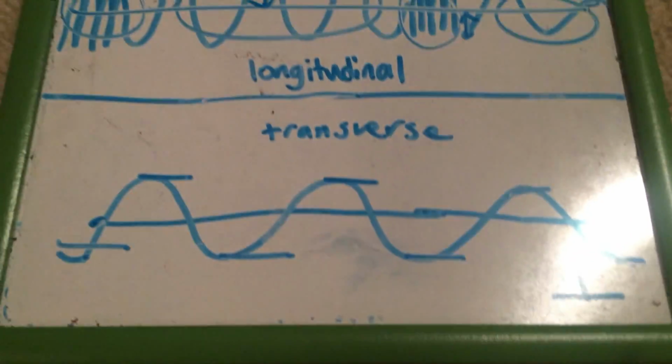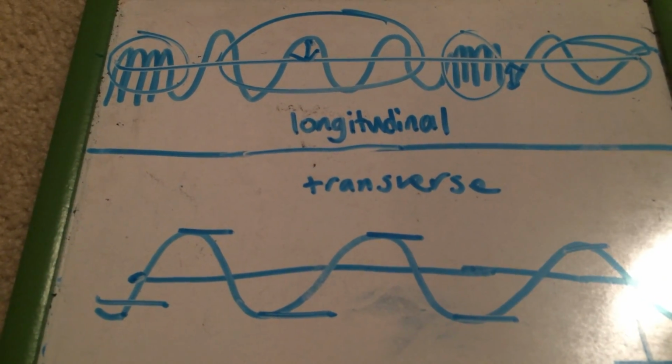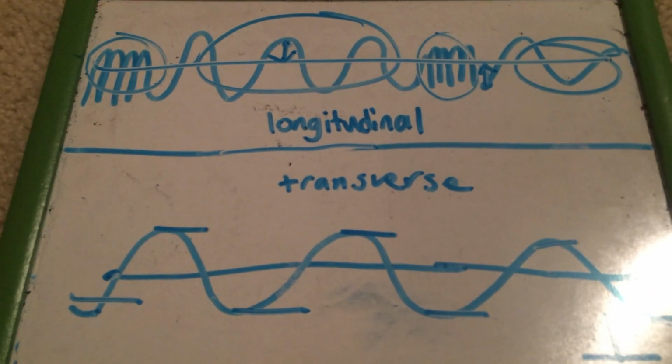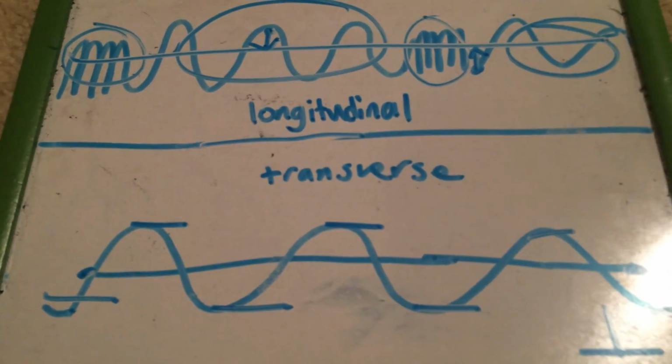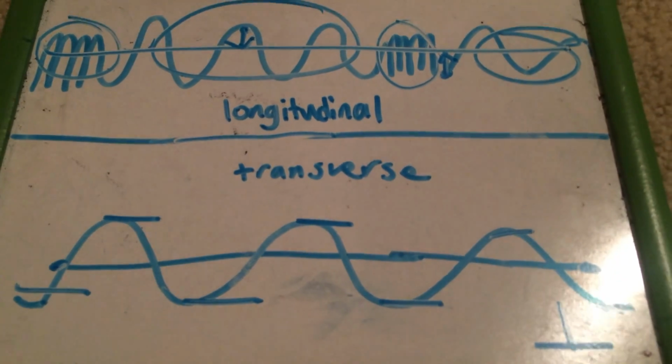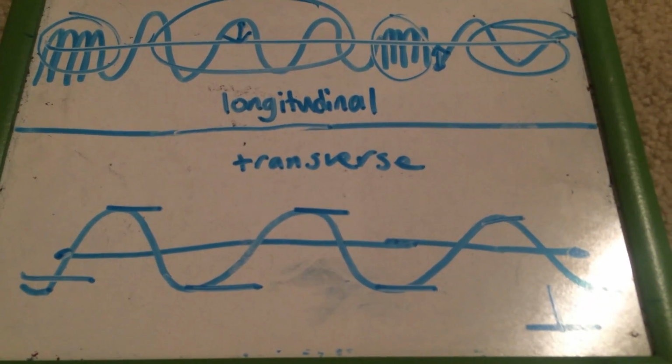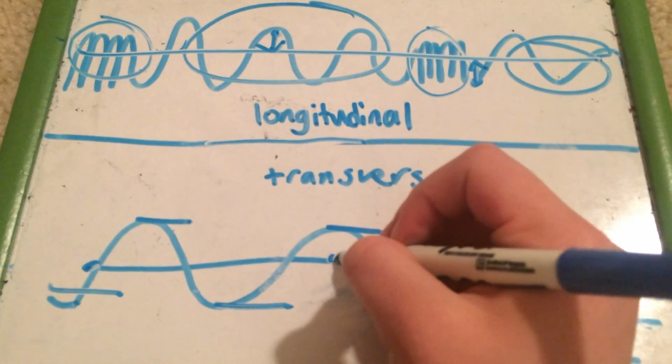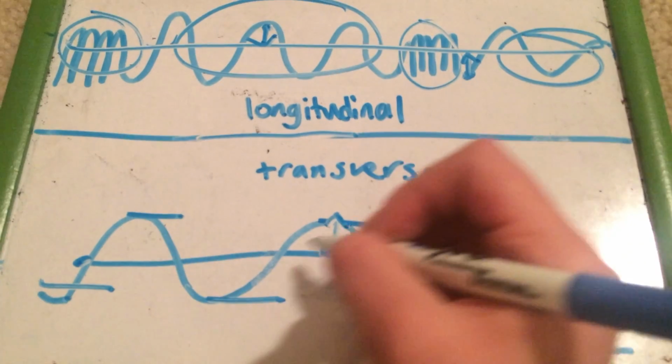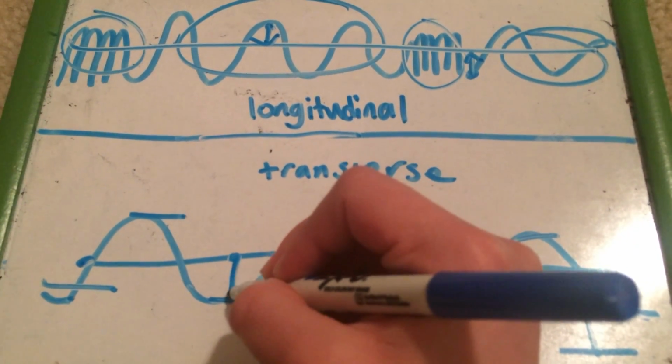And since it has the same height, whether it's a rarefaction or a compression, it doesn't matter which one you use. In transverse waves, it is measured from the equilibrium position to the crest or the trough respectively. So amplitude could be from here to here, or from here down to the trough.